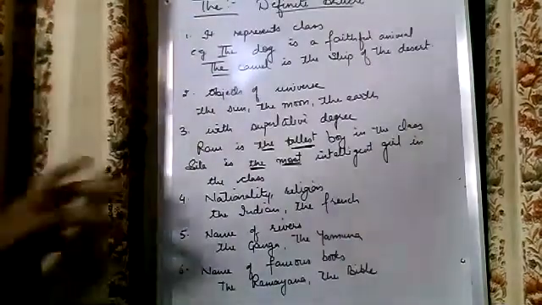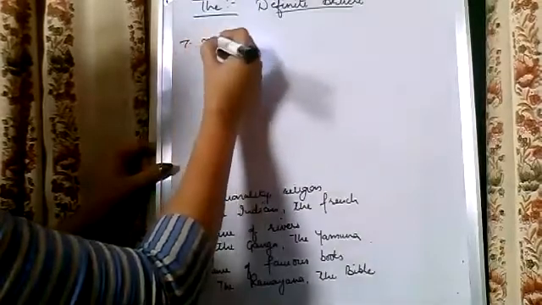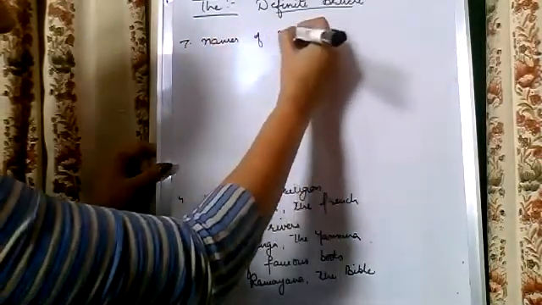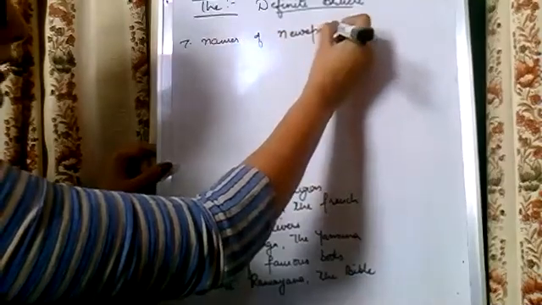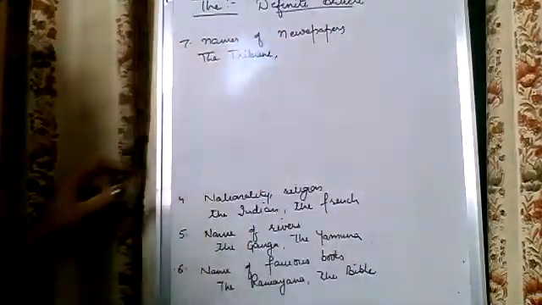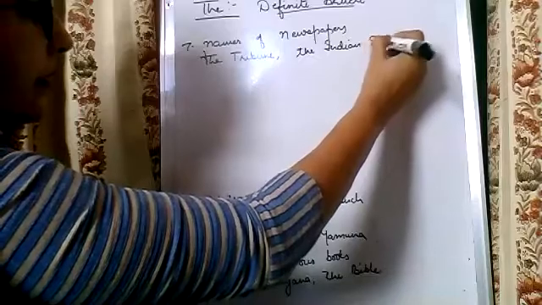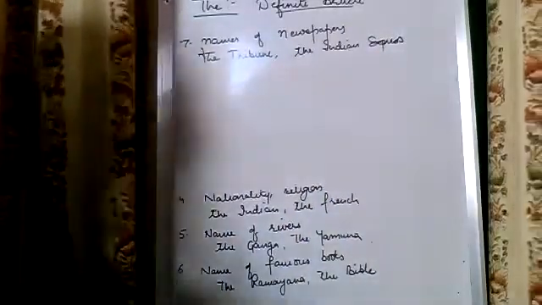One or two more points are left. Let me write down here where "the" is also used. Next, remember that "the" is also used before the names of newspapers. The most common example, you write the Tribune, the Hindustan Times, the Indian Express, right? So we use "the."